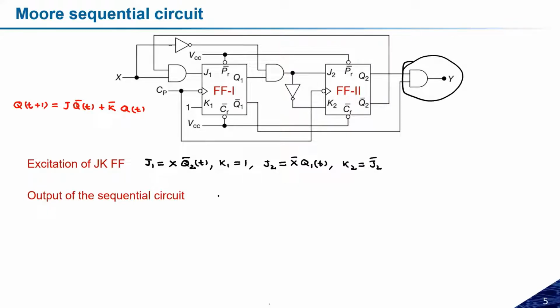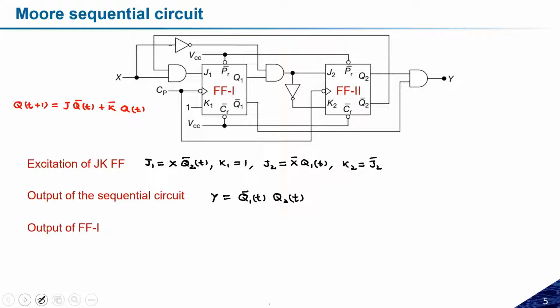If you see here, the output of the sequential circuit is Y equal to Q2 ANDed with Q1 complement, that is Q1 bar and Q2(T). So this is the output Y. This is how we can write the output. The third thing that we have to do is find the output of each individual flip-flop. Let us consider the output of flip-flop 1. For the output of flip-flop 1, I have to calculate Q1(T).